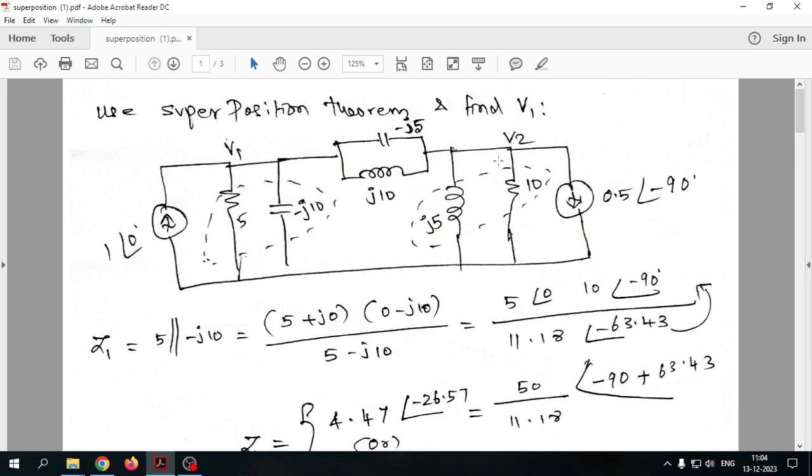In this video, we will discuss the superposition theorem for AC circuits. We already discussed the superposition theorem for DC circuits in my previous videos. You can take a look at that. But still, let me give you a small intro to the superposition theorem.